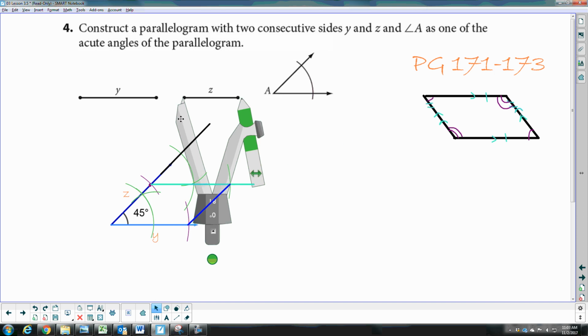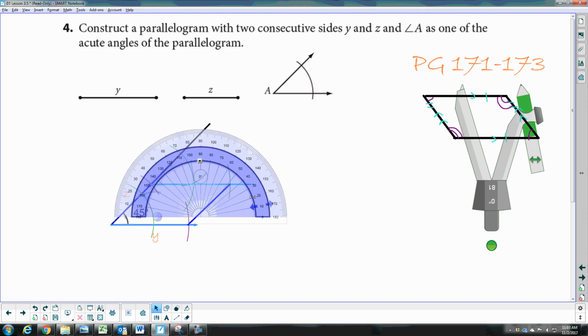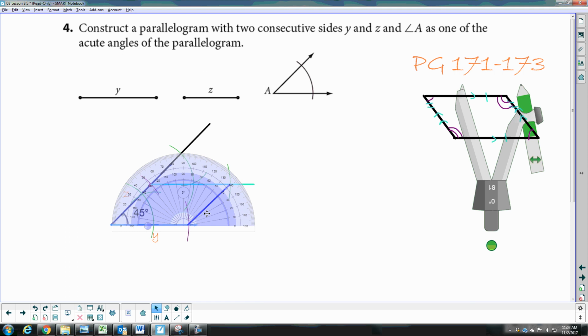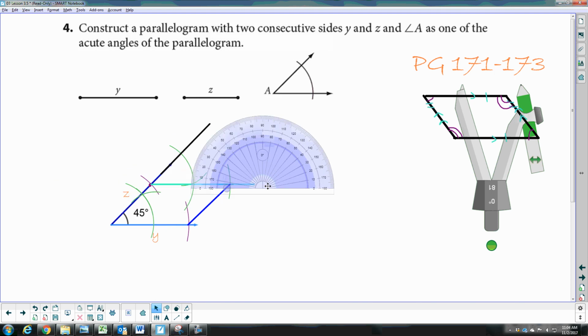And if I measured my angle, I would get 45 degrees here. And then these opposite angles would also be congruent. They should be 135 degrees. So just to check, just so you can see, you can get your protractor out if you want. But here we go. This one is 45 degrees, which is what we started with.